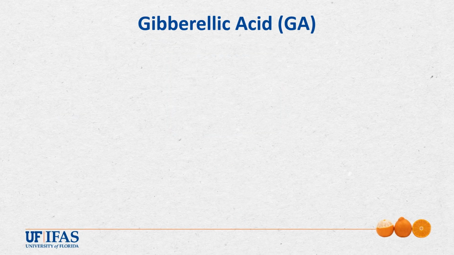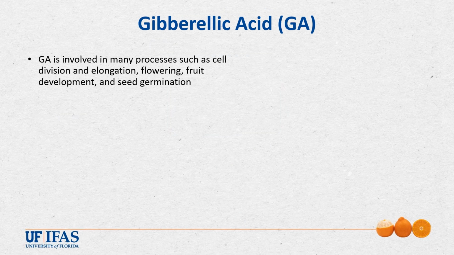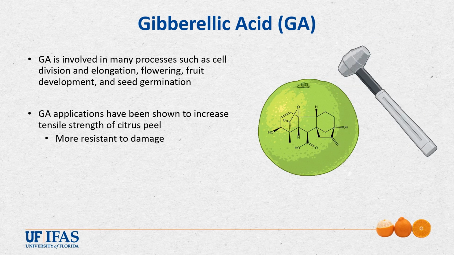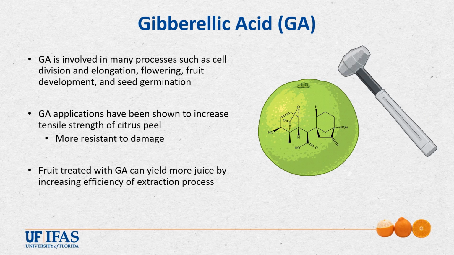Gibberellic acid, or GA for short, is a phytohormone involved in many plant processes such as cell division and elongation, flowering, fruit development, and seed germination. GA applications in citrus are well known for keeping the fruit green, but applications have also been shown to increase the tensile strength of the peel, which renders the fruit more resistant to any sort of physical damage, as well as having increased efficiency in the mechanical juice extraction process.